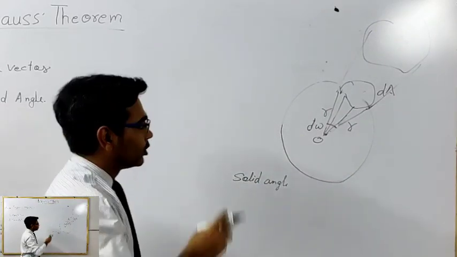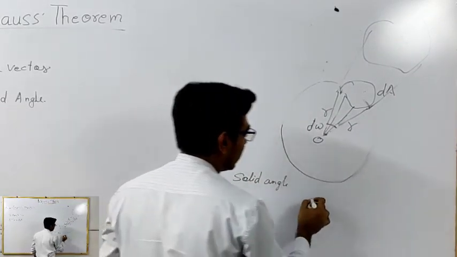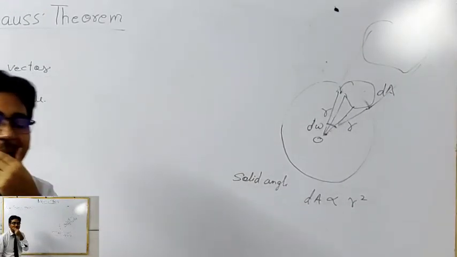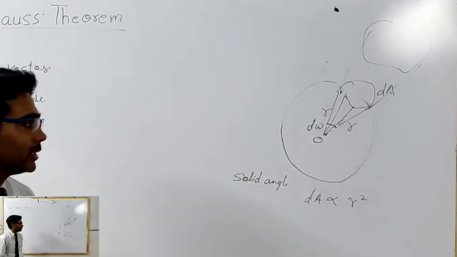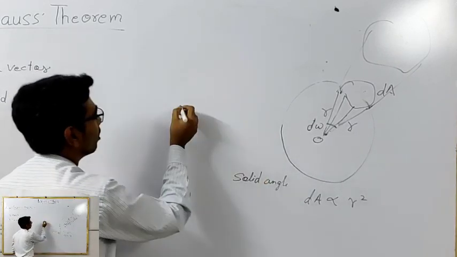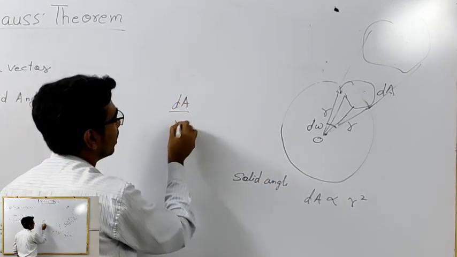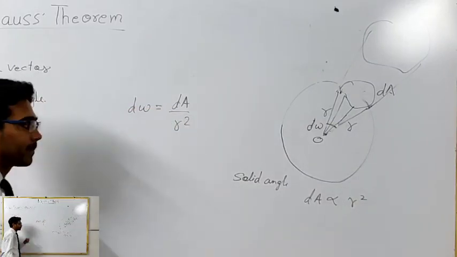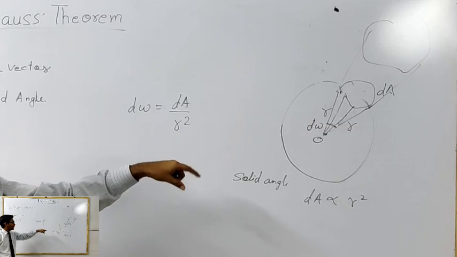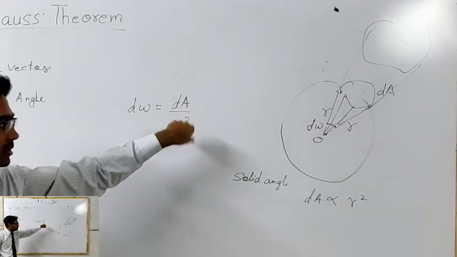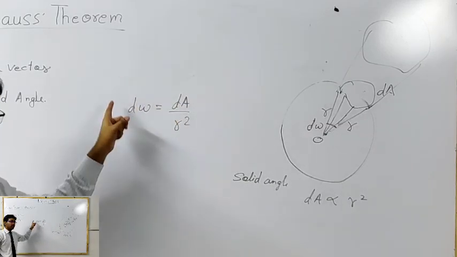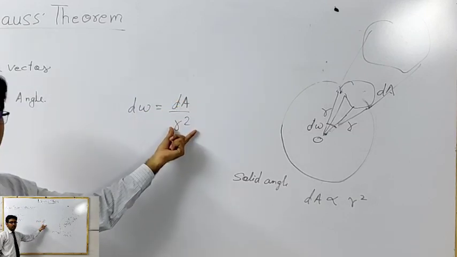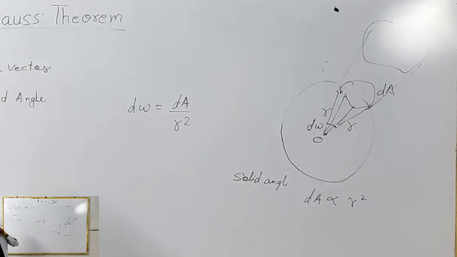Okay? So the area dA is proportional to R square. Got it? It's proportional to R square. If we take a ratio, that is dA upon R square, this ratio is called d omega. Just like the arc upon radius in the circle was the plane angle, here the spherical area upon R square is called the solid angle d omega.